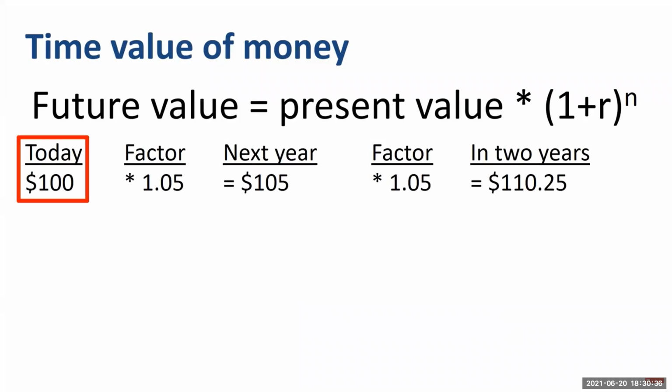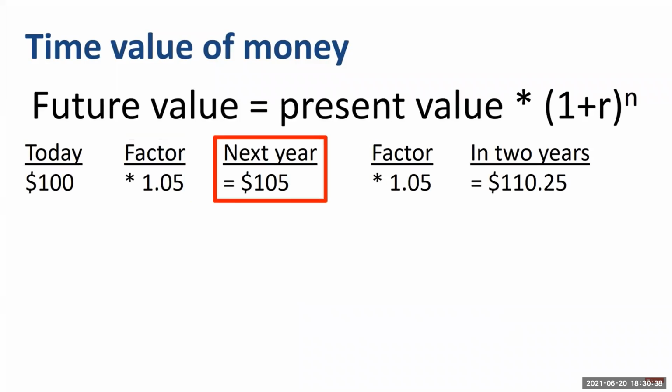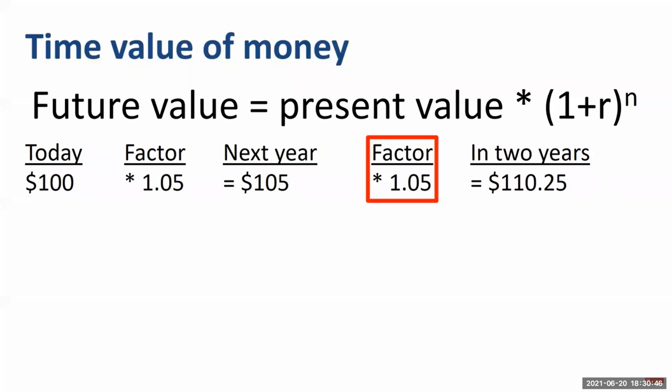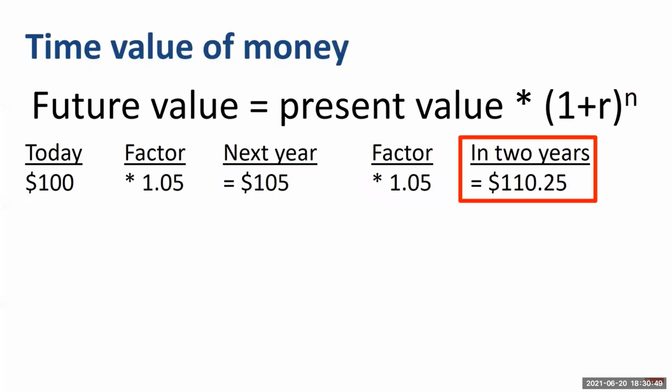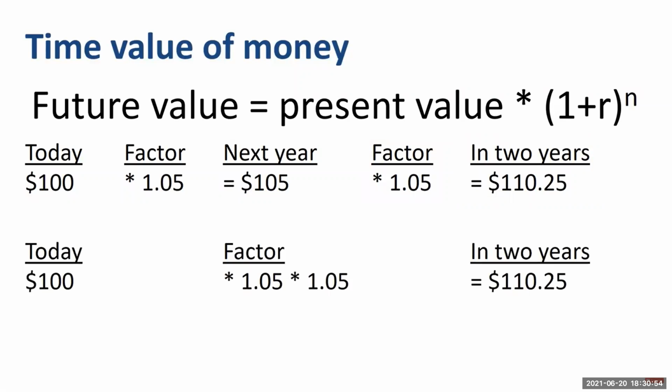$100 today multiplied by 1.05 is $105 1 year from now. That same $105 1 year from now multiplied once more by 1.05 is $110.25 in 2 years. Or if you want to go straight from today to the future value 2 years from now, $100 today times 1.05 times 1.05 equals $110.25 2 years from now. 1.05 times 1.05 is the same as 1.05 squared, which is the same as 1.1025.